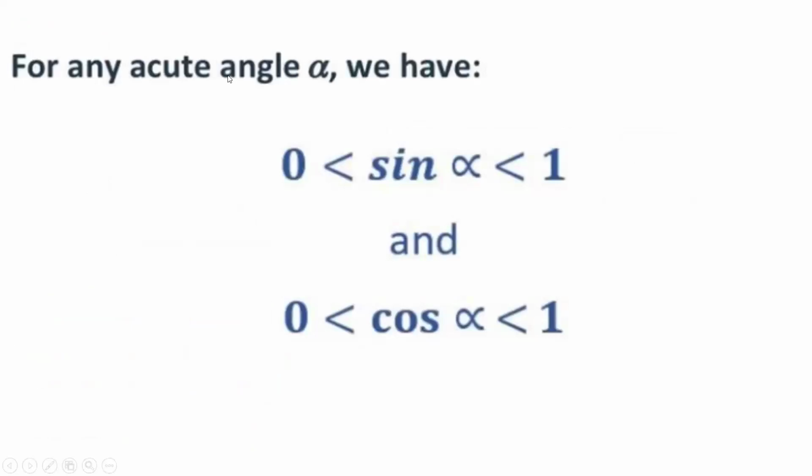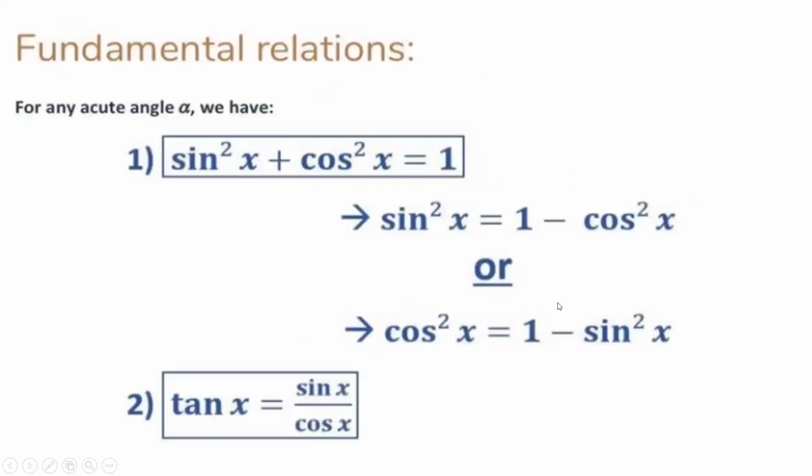If I'm talking about an acute angle, I call it alpha, for example. Acute angle means its measure is between 0 and 90 degrees. It is, for example, 20 degrees, 30 degrees, 40 degrees, 50 degrees, until 89 degrees. Always the sine of alpha is between 0 and 1. It cannot be negative. And the cosine of alpha should also be between 0 and 1.